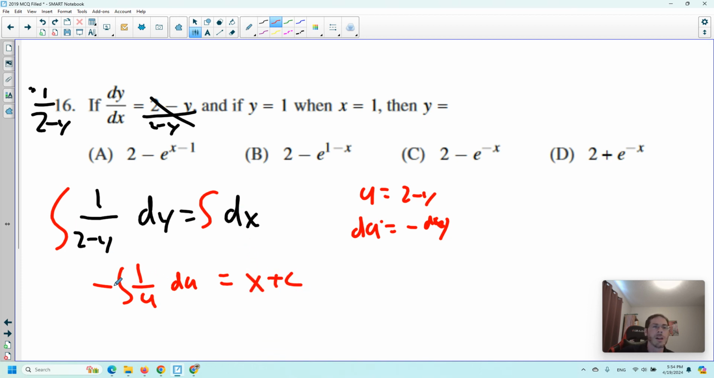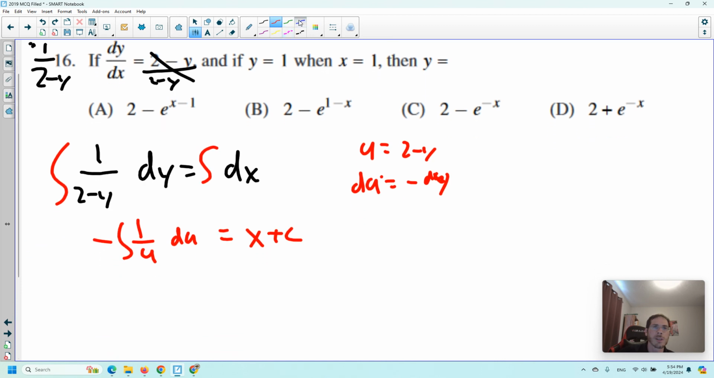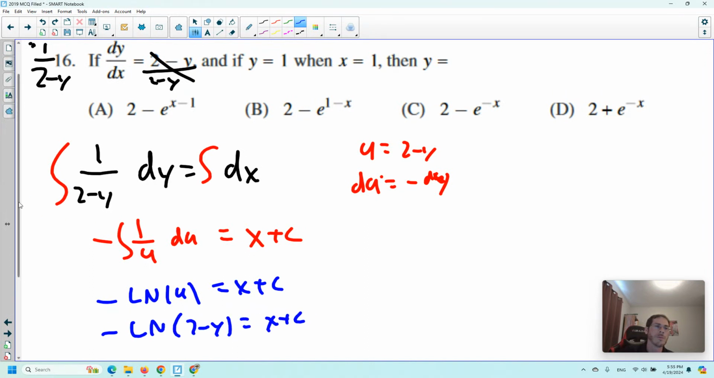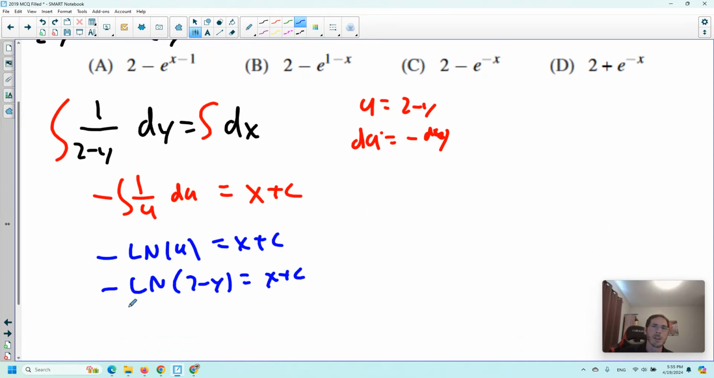Not bad. Over here, though, we still got to do this. This is negative, the 1 over u. All right, ln of u. So ln of u equals x plus c. So negative ln of 2 minus y equals x plus c. We don't want that negative sign over there, I think. So ln of 2 minus y equals negative x plus c. Because again, I could do minus c if I want, but let's be honest, it's just a c. So it doesn't really matter what sign we pick for that.